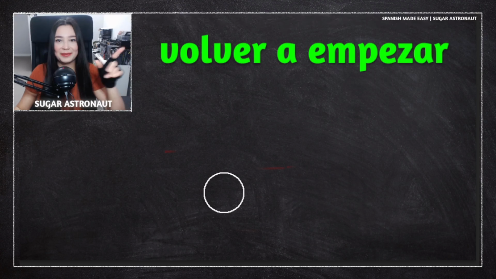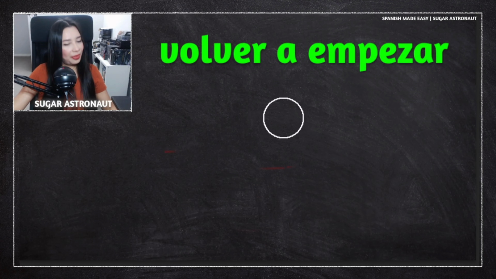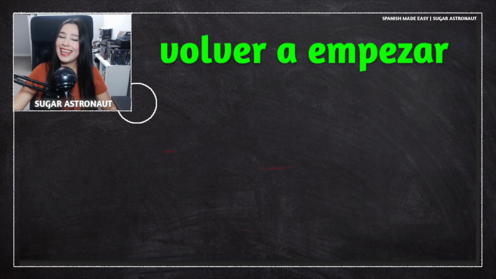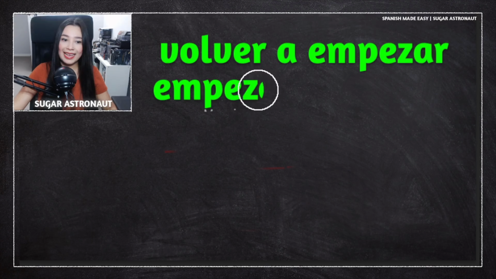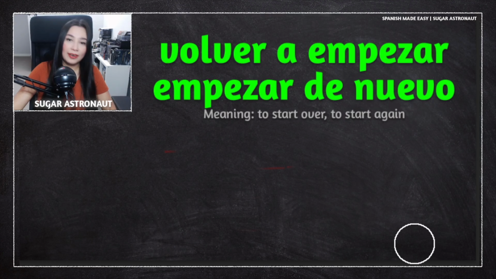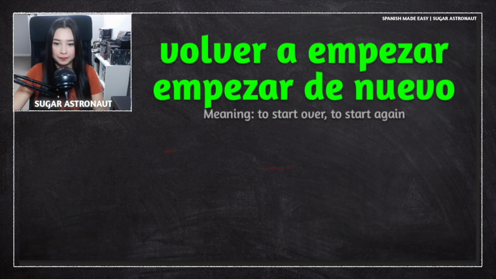So it sounds like it's just one long word, but it's actually three words. Okay, we have volver a empezar, and empezar de nuevo. The first phrase is the one above, volver a empezar. And the second one, empezar de nuevo. And these two phrases mean the same thing, okay? So the meaning is to start over or to start again. This is a common thing to say in Spanish for sure.